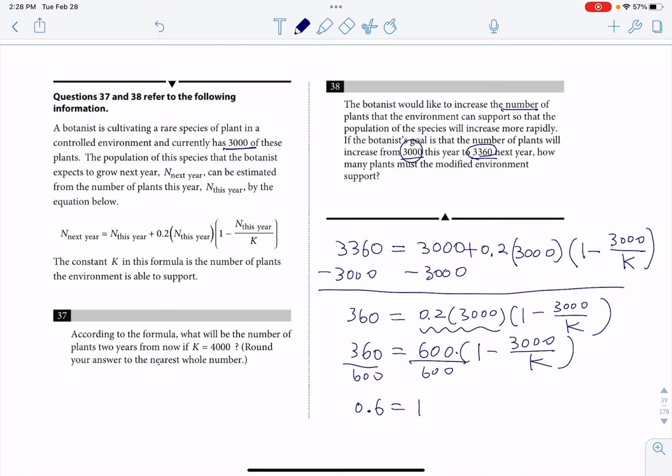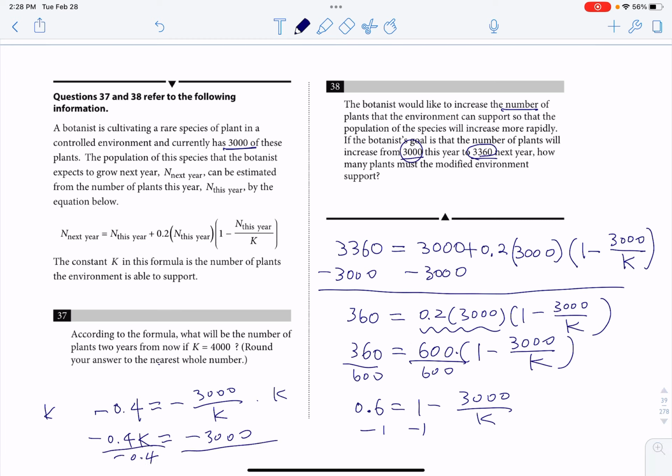0.6 equal to 1 minus 3,000 over K. And then you subtract 1. So 0.6 minus 1 will give you negative 0.4 equal to negative 3,000 over K. Multiply by K on both sides. So negative 0.4 K equal to negative 3,000. And divide by negative 0.4. Then you will get the K value as 7,500. That's it.